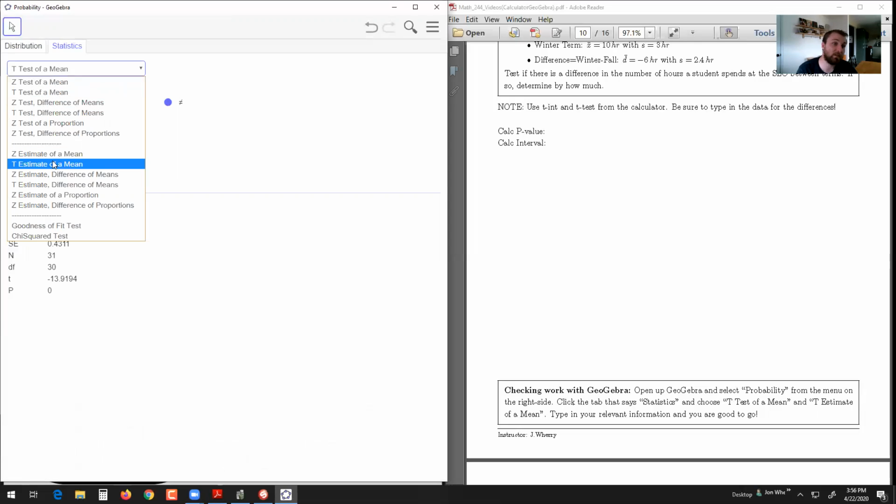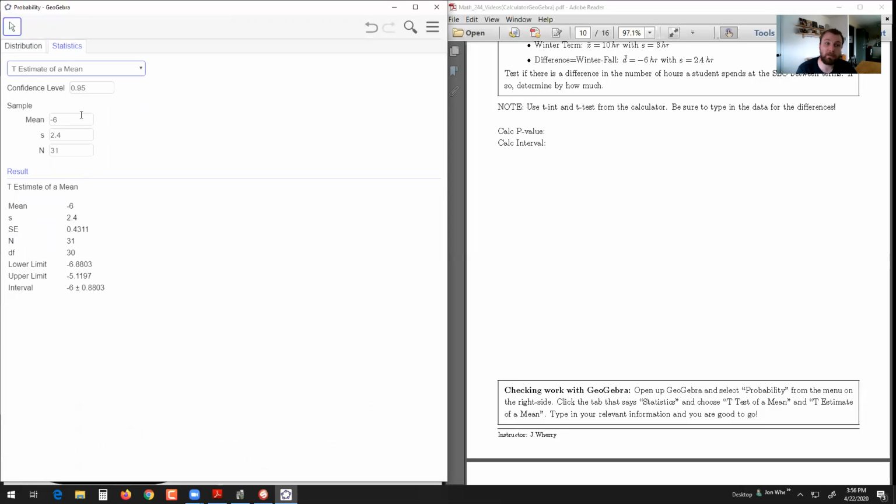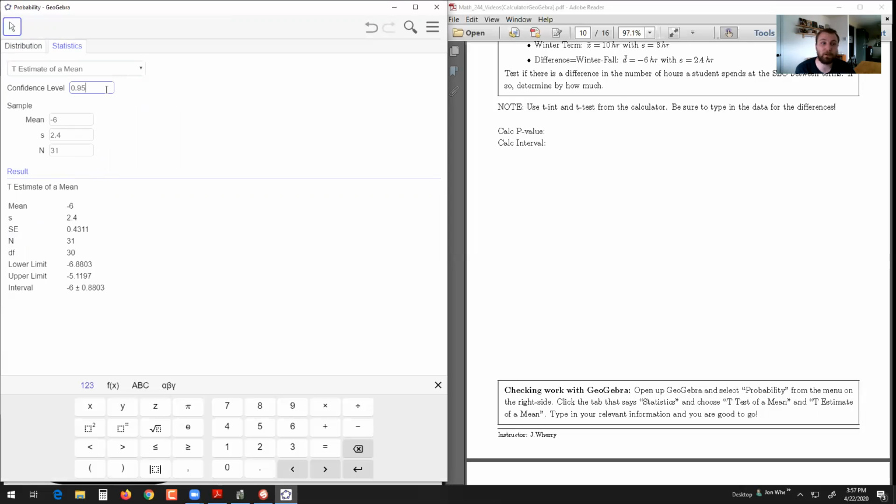I'm looking at t-estimate of a mean if I'm doing a confidence interval in GeoGebra. Automatically types in the data for me. This time this is doing a 95% confidence interval. Okay, fine. It gives me a lower value for the interval and an upper value of the interval. If you want to change your confidence level, that's pretty easy to do. I can change this from a 95 to a 90% confidence interval, and it automatically updates for me.